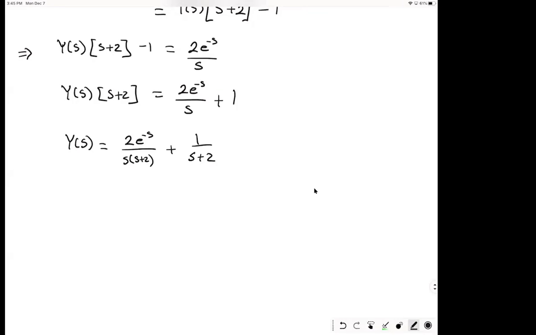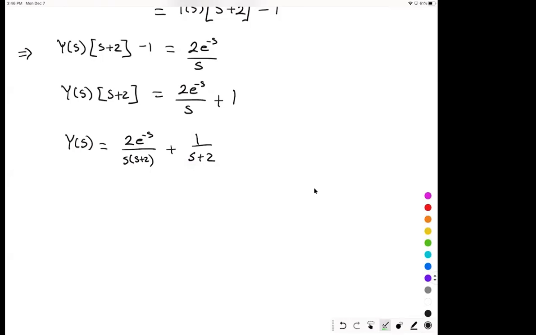So the second term there is not that big of a deal. I think that's right on our chart. But figuring out what to do with this first term is a little bit more of a challenge, and I think we'll have to use partial fraction decomposition for that.